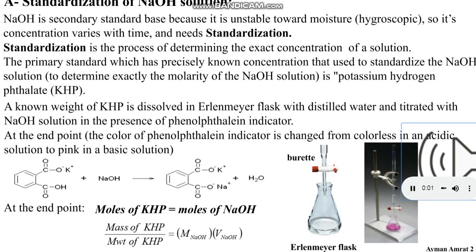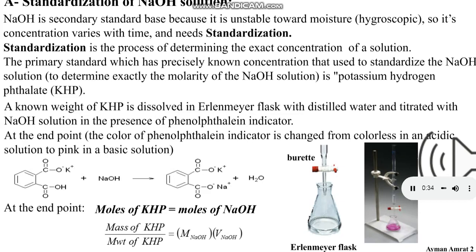The concentration of the standard solution or titrant used in the titration should be well known. In this experiment, NaOH is used as the standard solution, but NaOH is a secondary standard. Secondary standard means it is unstable toward moisture. It's called hygroscopic, so its concentration varies with time and needs to be standardized.